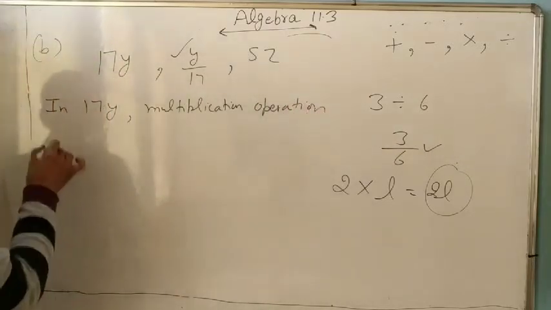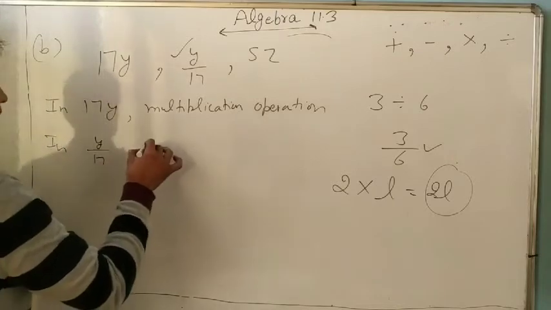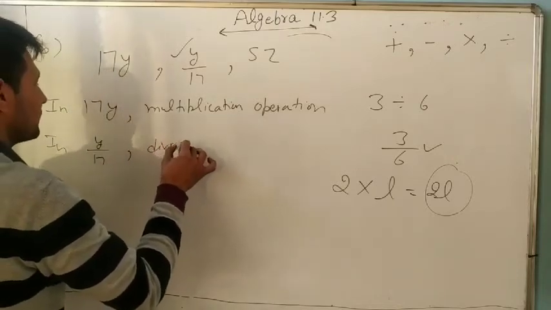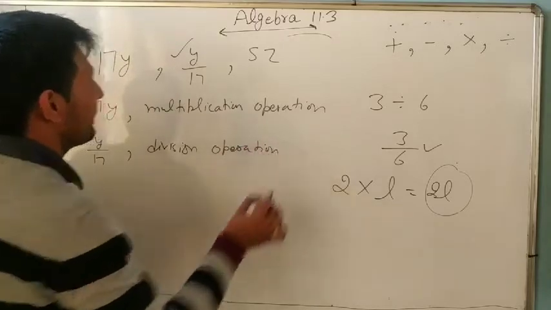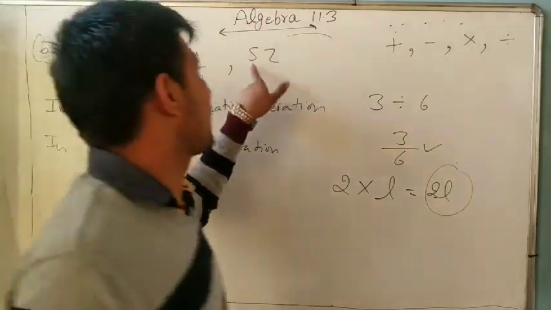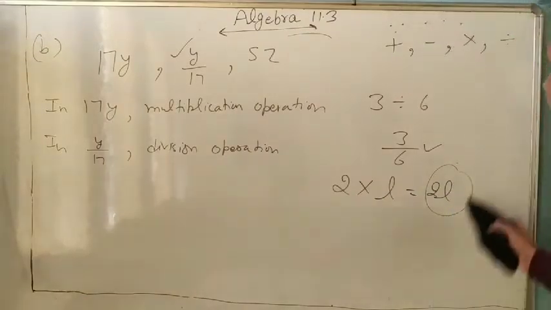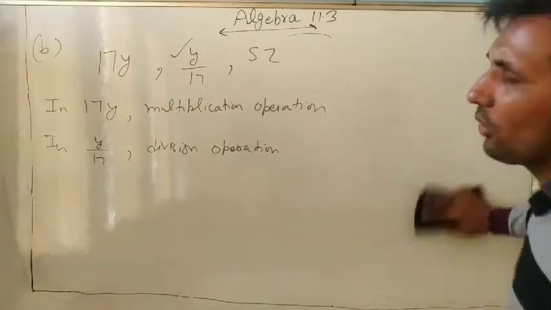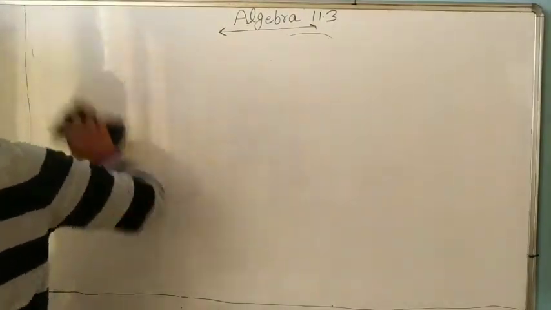Same as it is in y divided by 17, division operation. Same as it is 5z, 5 multiply z. So what is it? Multiplication. So write yourself. It is very simple. You only have to write. You have to identify whether it is subtraction, addition, multiplication, or division.